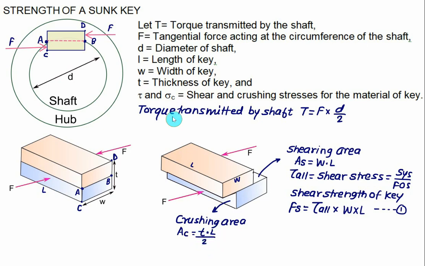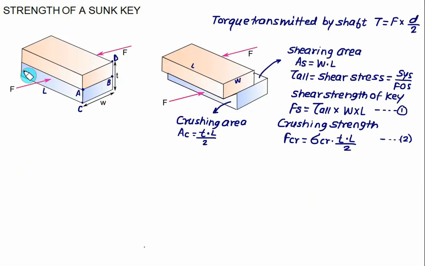The allowable crushing stress is represented by sigma CR. In that case we can find the crushing strength of the key. The crushing strength, represented as FCR, is equal to the crushing stress sigma CR multiplied by the crushing area, which is T multiplied by L divided by 2. So these are the two types of strength we have produced, one is shear and one is crushing. As far as the design is concerned, design is always based on the lower value of the shear and the crushing strength. So on this area the crushing is taking place.